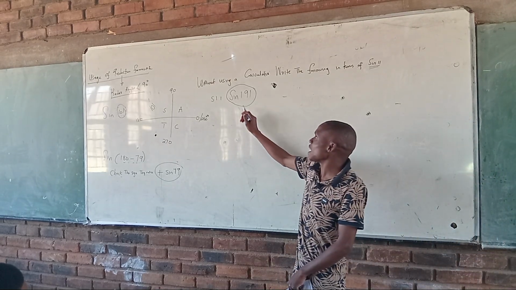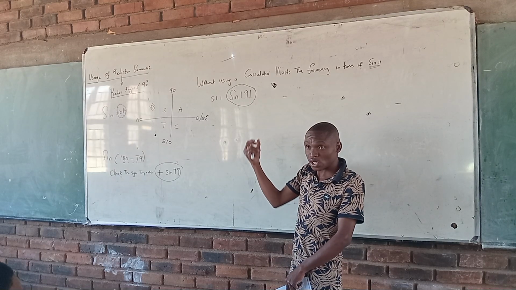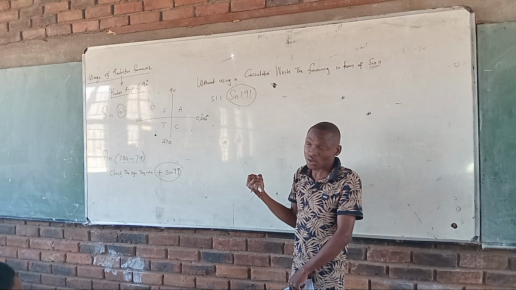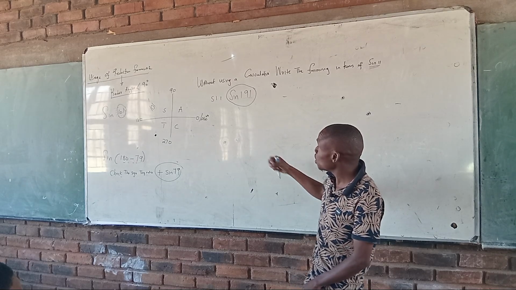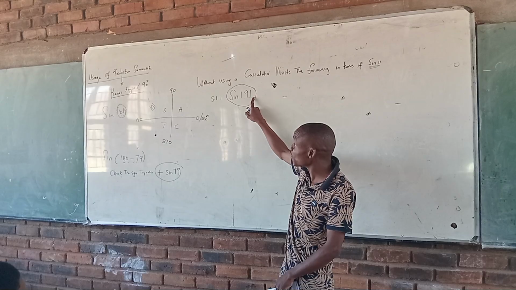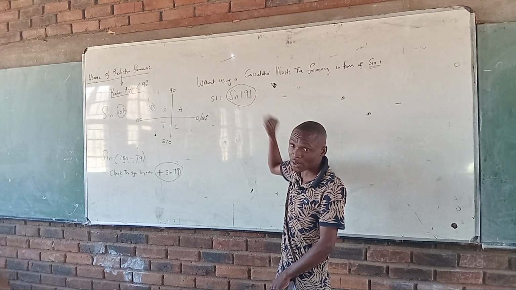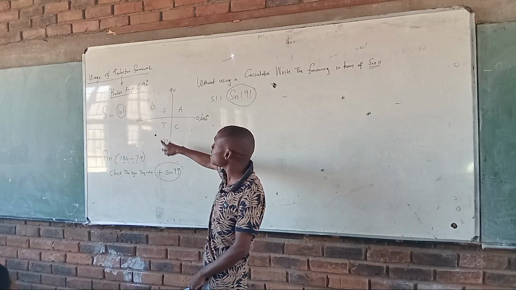One, the aim is to reduce an angle if it's above 90. So the first thing that you must do, check in which quadrant it's 191. That's the first thing that you must do. Check in which quadrant it's 191. 191 is in which quadrant?